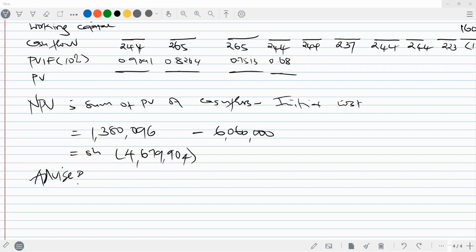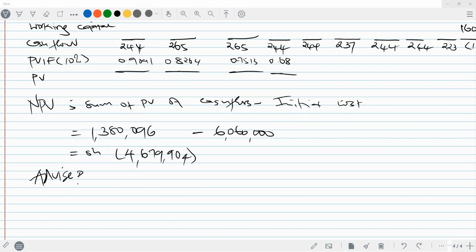Because if the company does implement this proposal, you can see that the value of the decision is actually negative. That means if the company was to implement this decision, then they would be eating into the wealth of shareholders to an extent of 46,979. So this is a bad decision, okay?